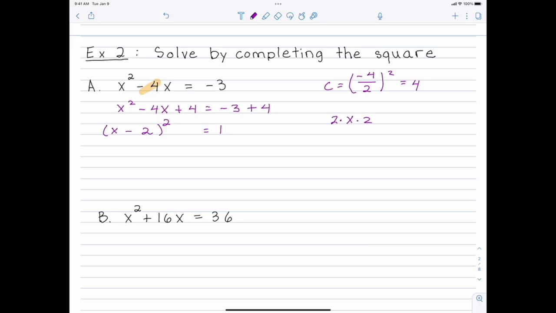I'm going to finish this up, and then I can show you how we could have used factoring to finish that up. So from here, I'm going to take the square root of both sides. I get x minus 2 equals, when we take the square root, plus or minus. That's a reminder from last time. We get plus or minus the square root of the right-hand side. So this gives us x equals, adding 2 to both sides, 2 plus or minus 1. So what does that mean? That means x equals 2 plus 1, which is 3, or 2 minus 1, which is 1.